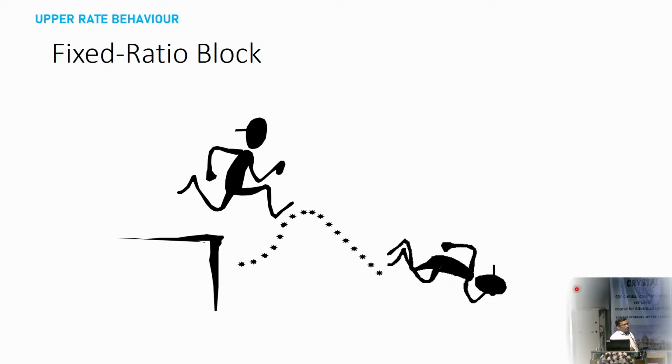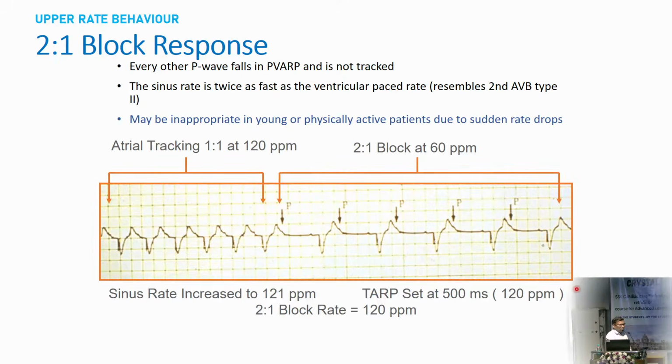Sometimes, if the pacemaker programming is not proper, this can happen. Some patients are very symptomatic. Let's say I have programmed the track rate to be 120 or 130, 140, whatever. The patient was very happy, doing activity with no issues. Suddenly, if the rate falls, the patient may faint. This can happen. This falling rate we call the 2 to 1 block rate.